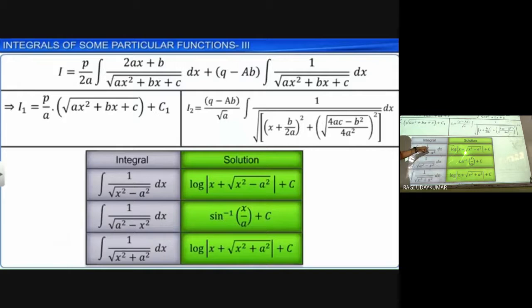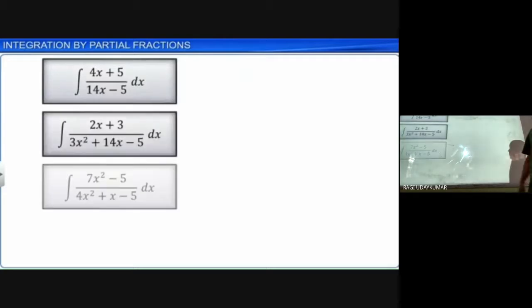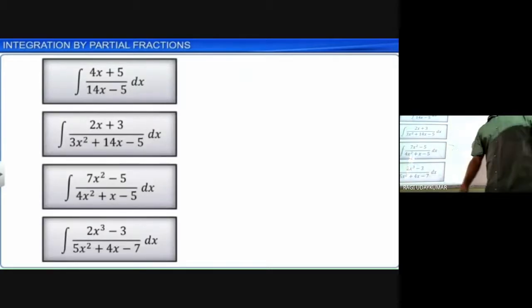So integration of 1 by under root of x square minus a square equal to logarithm of x plus under root of x square minus a square plus c. This we have already I told you in the starting of the class. So any one of these forms में आ जाएगा. So after getting that into the form, then we are going to get it this one. Okay. So this is the different model of the questions we are having here.